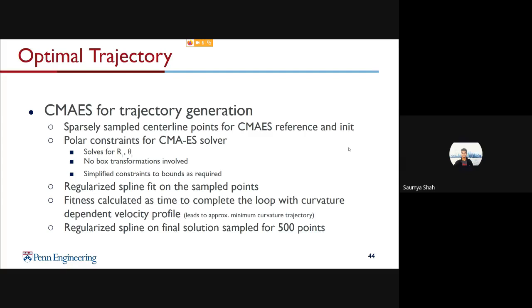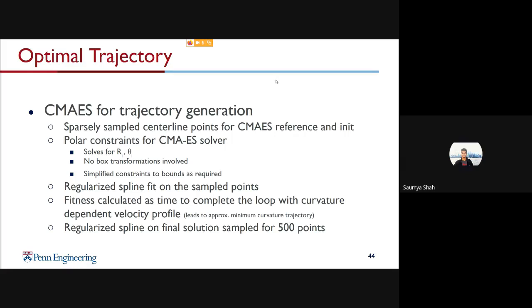This began with sparsely sampled centerline points for the CMA-ES reference. The center line was given, so we just sampled some points from that, and instead of doing a box constraint or any other type of transformation which would reduce it to a one-dimensional search space, we just went ahead and did it in polar form. So there was no transformation involved, and we could easily, in a couple of hours, get the trajectories ready. This simplified the constraint formulation a lot, and CMA-ES trajectories were obtained like this.